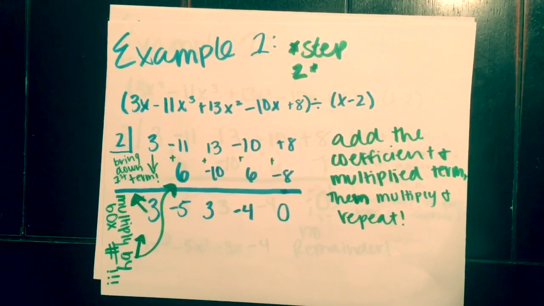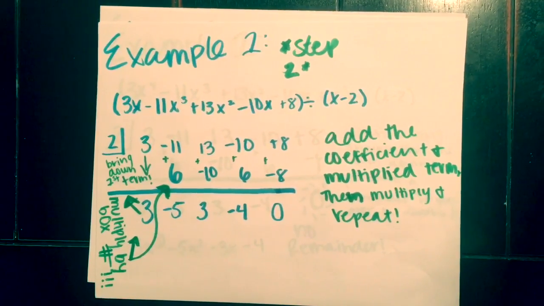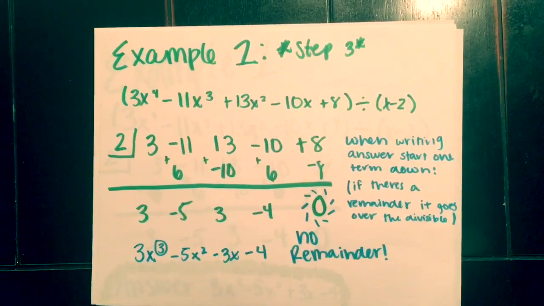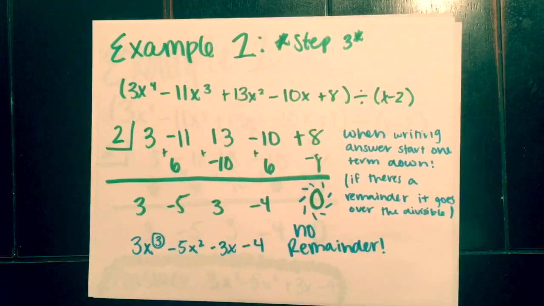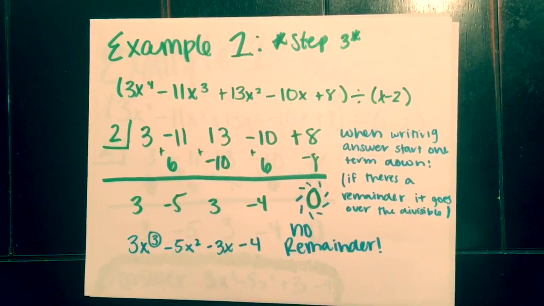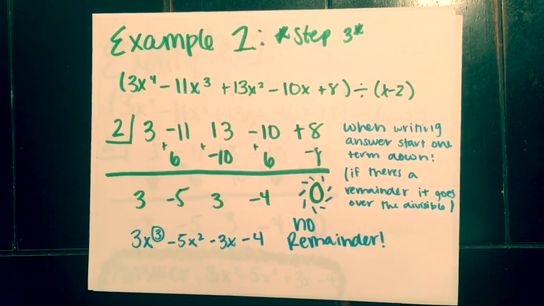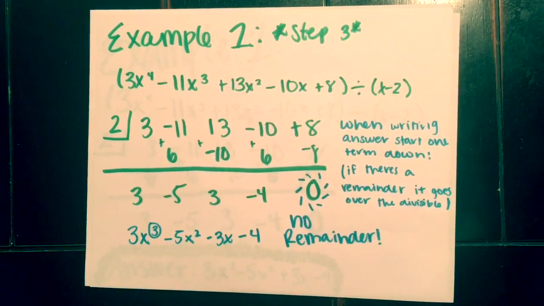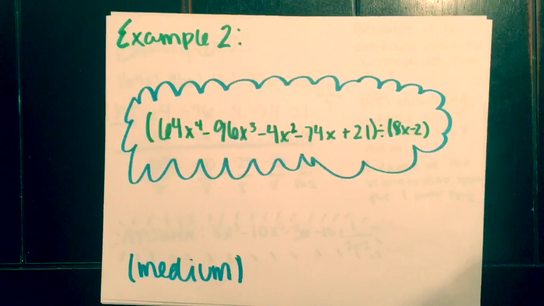After that, you're going to multiply 3 by 2 and place it under the next term and add those together and then repeat. After adding them together, once you try and write your answer, what you're going to do is go one term down. So starting with 3, you're going to do 3x cubed minus 5x squared minus 3x minus 4. And since 8 and -8 canceled out and you got 0, there's no remainder.